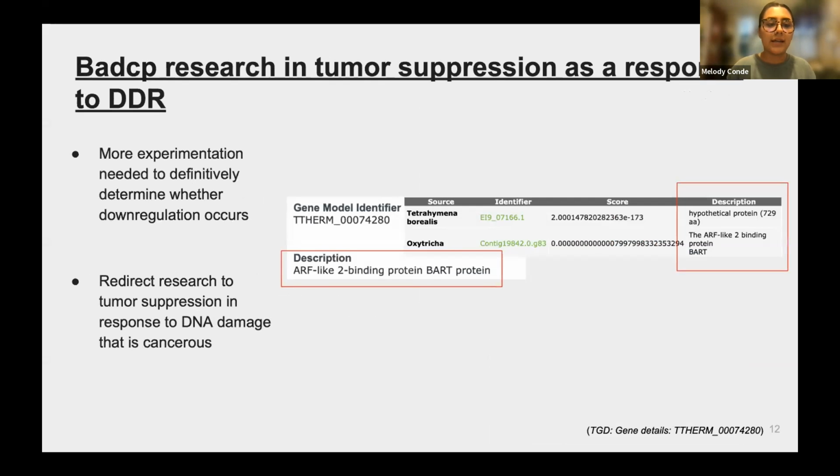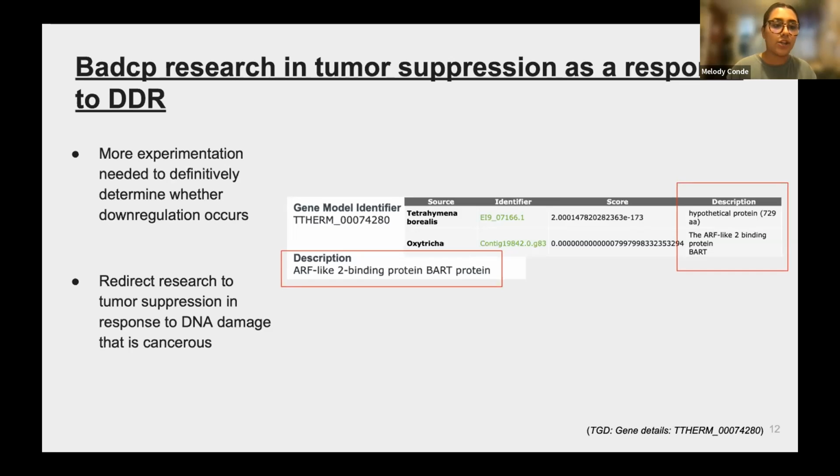So with having this, again, if we truly did want to see if upregulation or downregulation truly occurred, we would need to do more experiments to truly validate whether or not downregulation occurred to a significant amount. But with the information that we do have, we can redirect research to bad CP possibly being involved in tumor suppression as a preventative response to DNA damage that could possibly be cancerous.